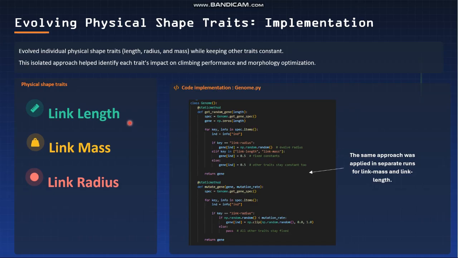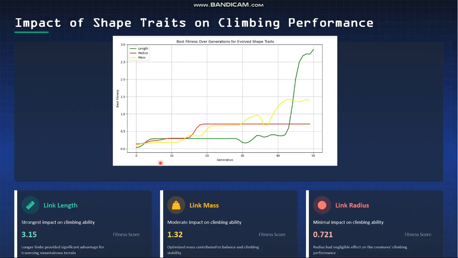I have also explored evolving the individual physical shape traits like the link length, mass, and radius, while keeping other traits constant. This helped me understand how each trait affects movement and performance. This chart shows how evolving the different physical shape traits impacts the climbing performance. Link length has the strongest impact, with longer limbs providing a big advantage for moving across mountainous terrain. Link mass has a moderate impact, helping balance and stability in climbing. Link radius has minimal effect and doesn't significantly influence climbing ability.